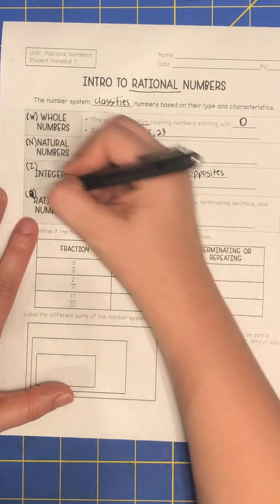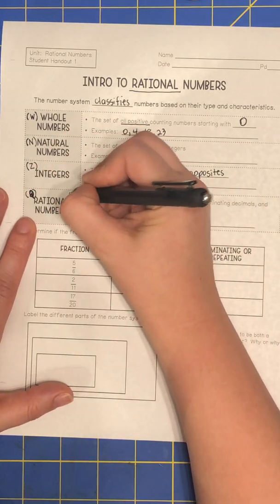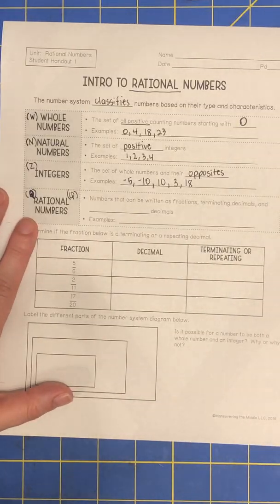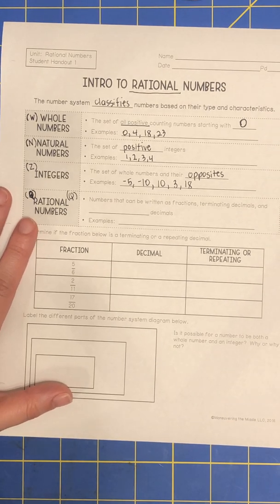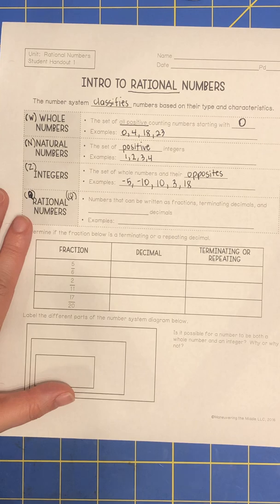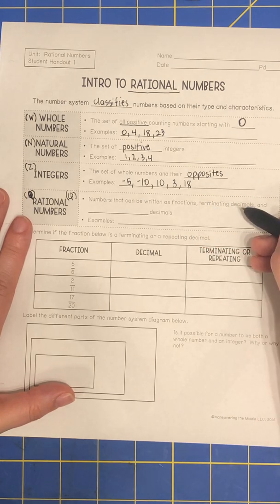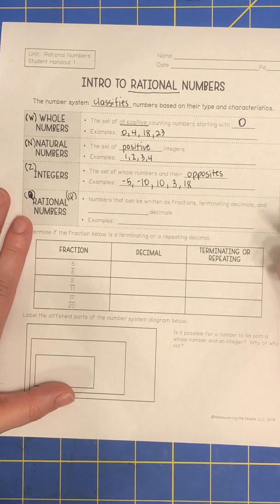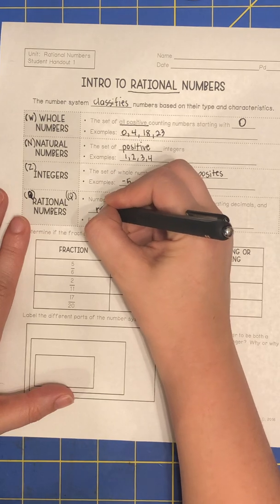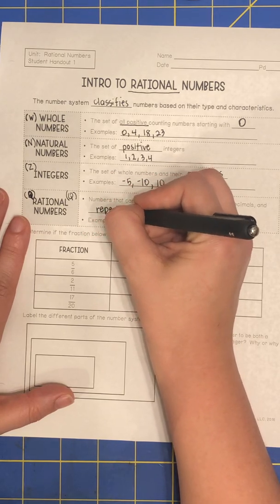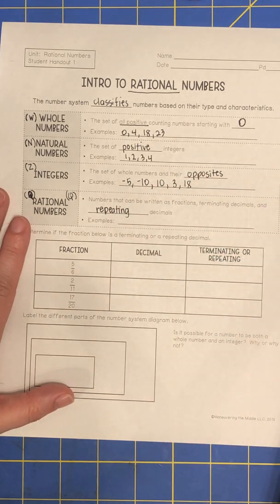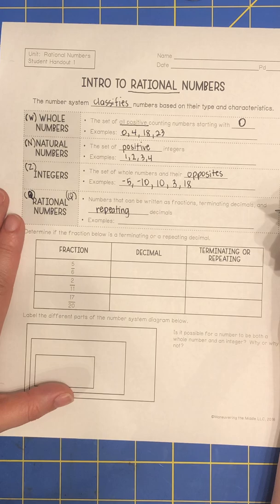Rational numbers, again, are indicated with the letter Q, not R. R stands for real numbers. Rational numbers are numbers that can be written as fractions, terminating decimals, and repeating decimals. So we'll review that as well as we go through this, how to figure out whether a number is a terminating decimal or a repeating decimal.